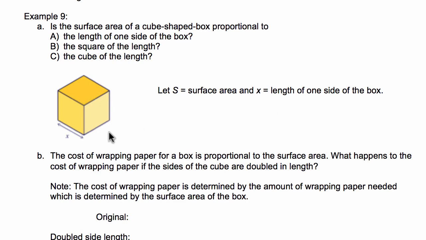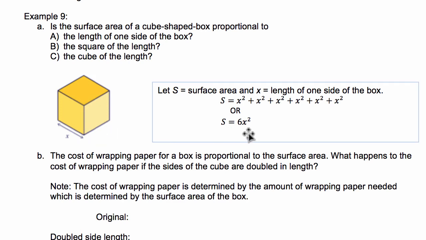To find the surface area, we need to add up the areas of each of the faces of the cube. And since the length, width, and height of a cube are all equal, each of the faces has an area of x times x, or x squared. This means the surface area is equal to x squared plus x squared plus x squared plus x squared plus x squared plus x squared, or 6x squared.